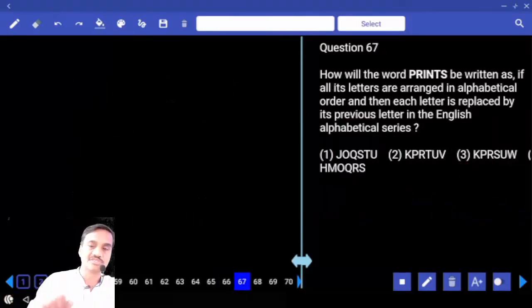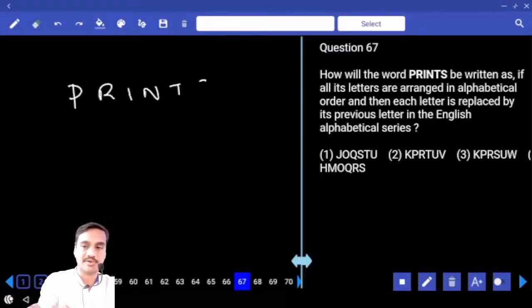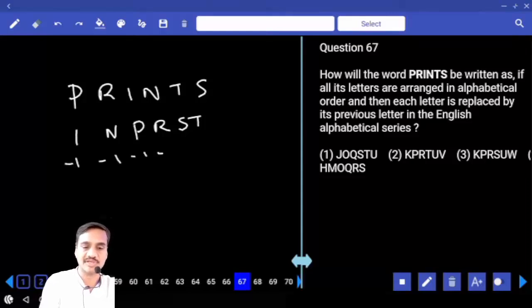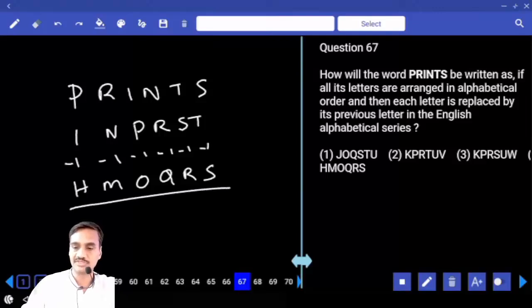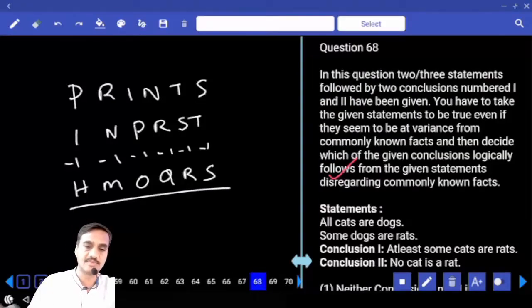Then coming to 67. Now in this one, what is the word we have? Prince. Now first, how will the word PRINCE be written if all the letters are arranged in alphabetical order? INPRST. Then each letter is replaced by its previous letter, minus 1 and so on. I-1 is H, N-1 is M, P-1 is O, R-1 is Q, and this is R and this is S. HMOQRS, that is the choice for question number 67.